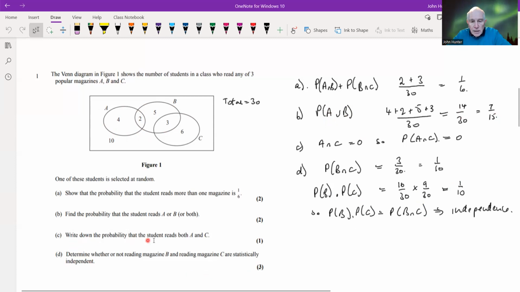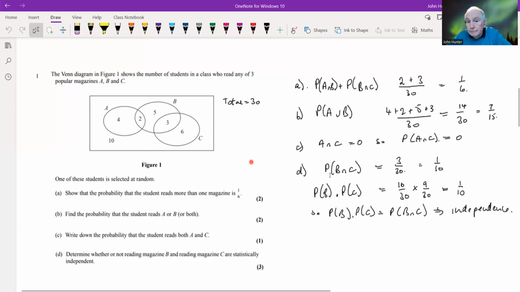C, write down the probability that the student reads both A and C. A and C. Okay, well, we've just said there's no intersection shown here. Sometimes there is shown as an intersection, but it's got 0 in it, which is effectively saying that there isn't an intersection. And in this case, the circles aren't even drawn overlapping, so we don't need to put 0 anywhere.